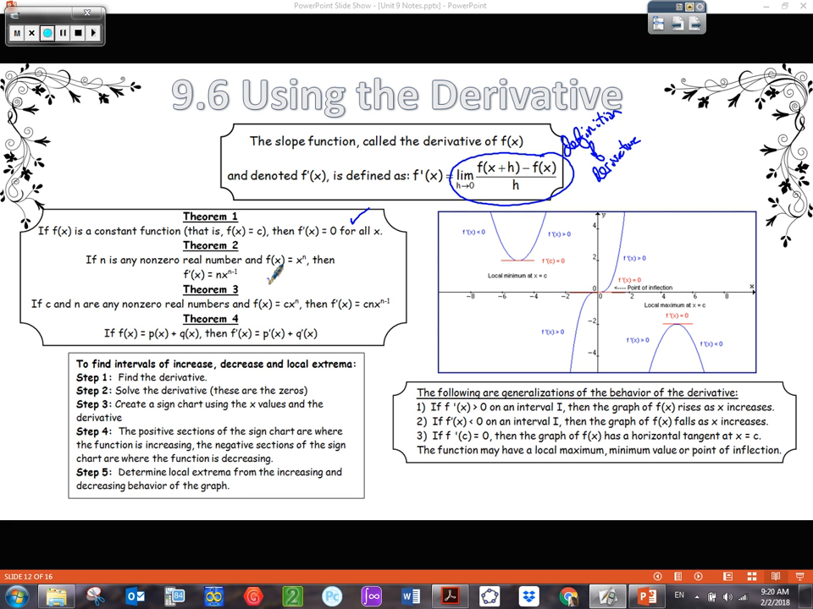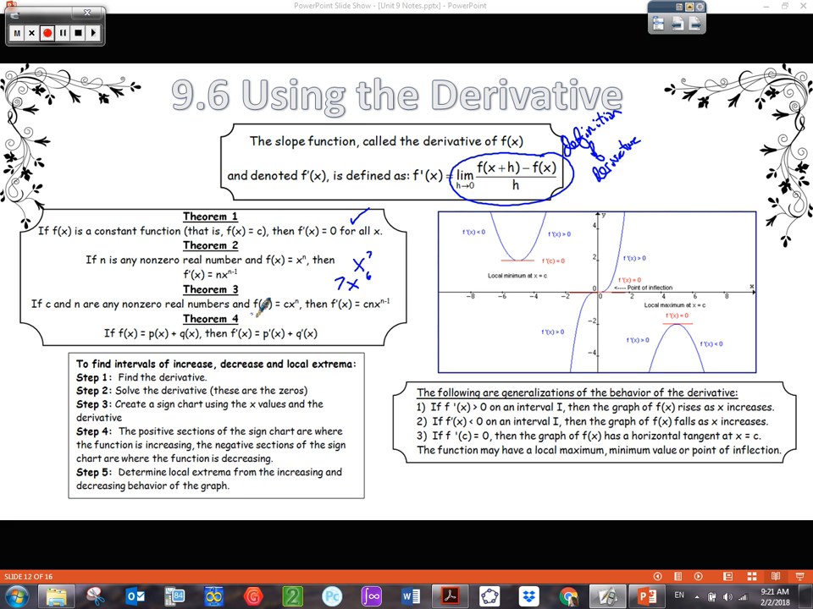So for example, if I had, say, x to the 7th, and I wanted to take the derivative of x to the 7th, and I'm following this rule, I would bring the 7 down front, and then I would subtract 1 from 7 and get 6. So the derivative of x to the 7th is 7x to the 6th, using the power rule. Okay? That's how that works. So, are we okay with that? That's the power rule.